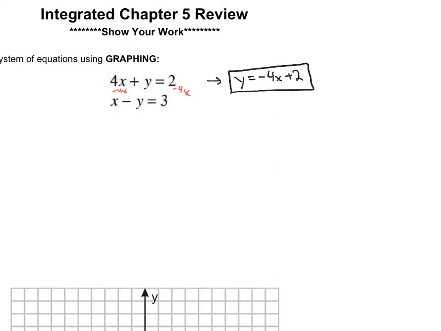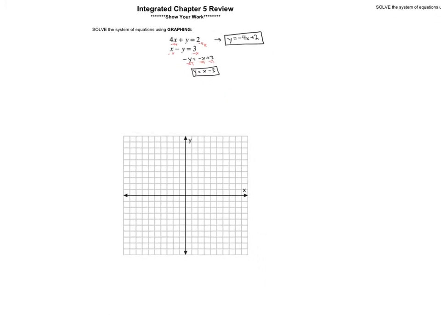This one, let's go ahead and subtract x from both sides. That's going to give me negative y equals negative x plus 3. Can't leave the negative on there, so let's divide by negative 1, divide by negative 1, divide by negative 1, and we get y is equal to positive x minus 3. And that will be my second one there. Okay, we got them in slope-intercept form.